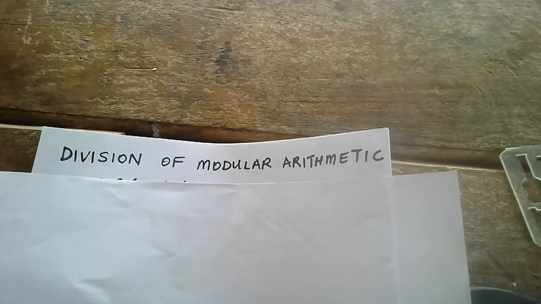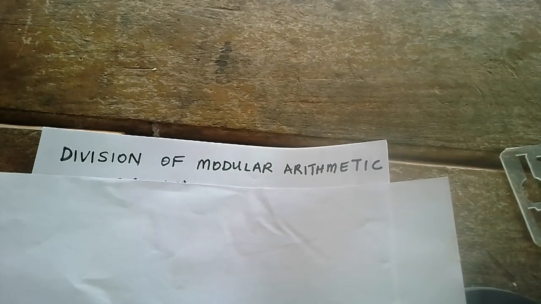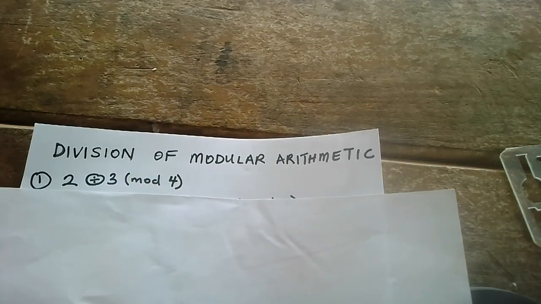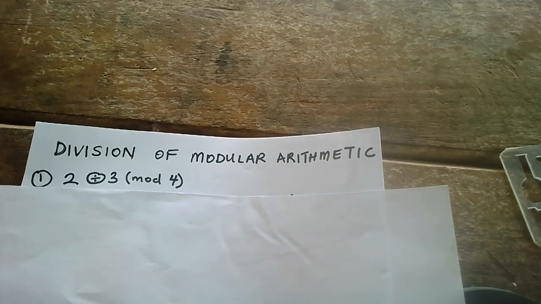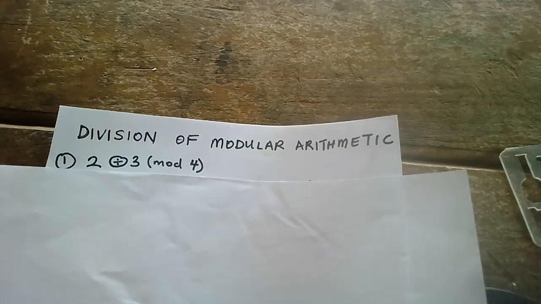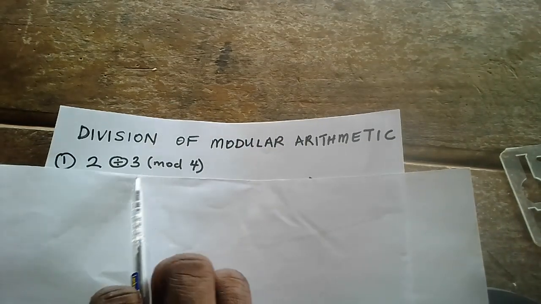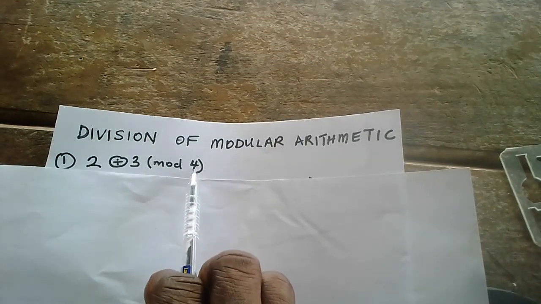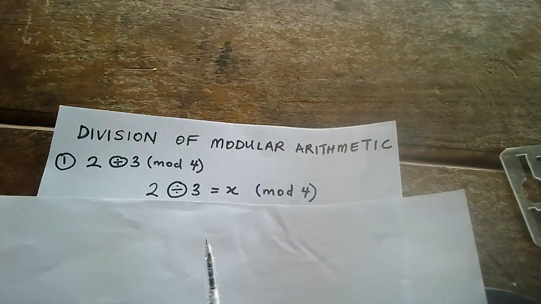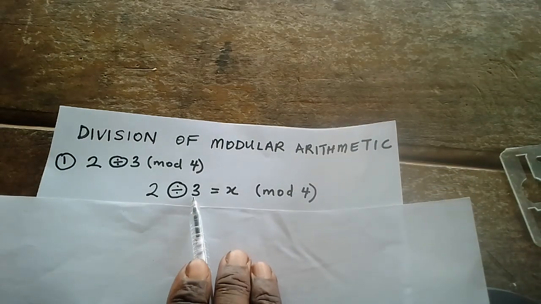Now we are looking at the division of modular arithmetic. Division of modular arithmetic. Let's look at the example: 2 divided by 3 should be in mod 4. So now let's try to do this. We are having 2 divided by 3.